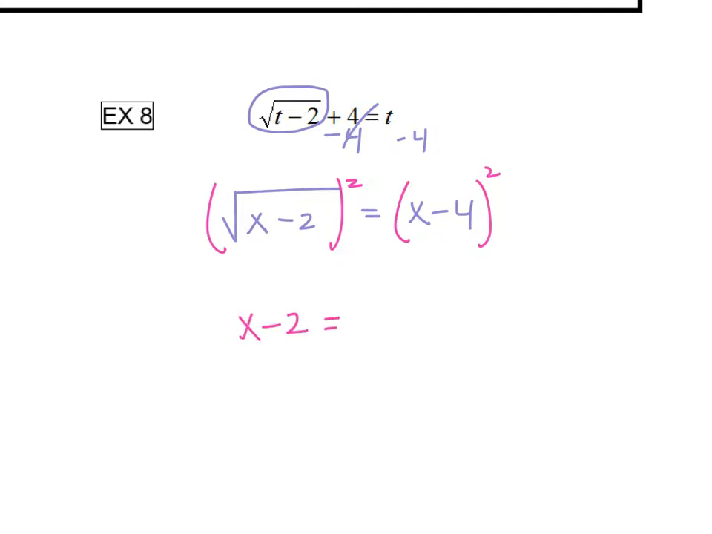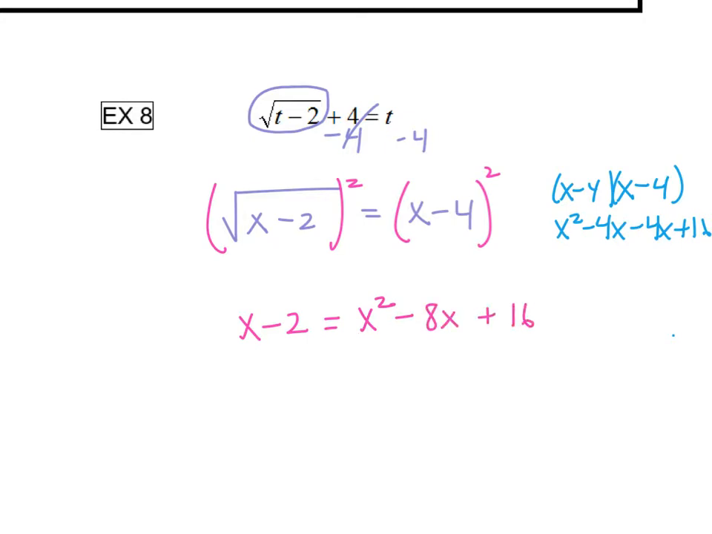So on the left side, if you square that square root, it leaves you with x minus 2. On the right side, x minus 4 squared, because of this minus sign, I can't just square both numbers. I have to actually write it twice and FOIL it out. So if you FOIL that, you get x squared minus 4x plus 16. Combine like terms, we get x squared minus 8x plus 16.